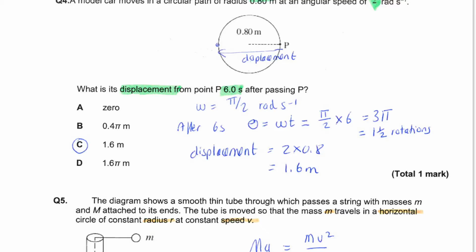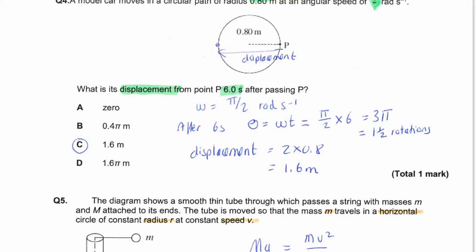Angular speed is represented by the symbol omega, and you can also think of it as theta divided by t, as angular speed is angle swept out per unit time. So what is the displacement from point P after 6 seconds? So first of all you want to identify how far the car has travelled in this circular path in a time of 6 seconds. You want to work out its position.